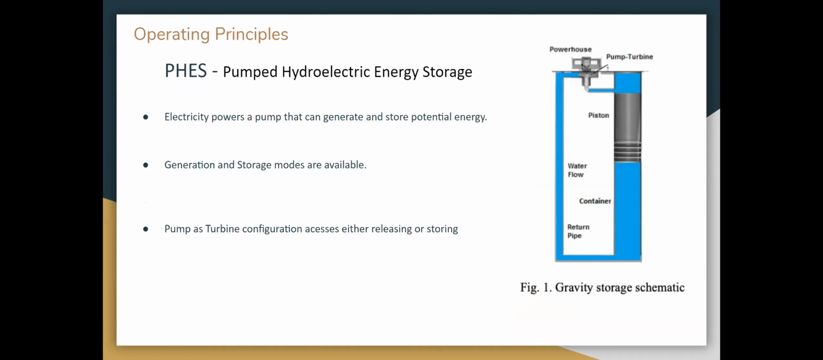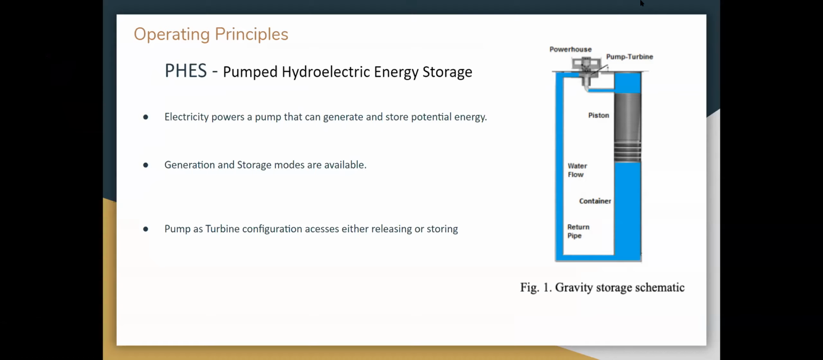Sweet. Now we're on to the operating principles. The operating principles depend on the method being used for each gravitational energy storage unit. Our first one up is PHES, or pumped hydroelectric energy storage. For pumped hydroelectric energy storage, electricity is used to power a pump that generates and stores potential energy. This system allows for both generation and storage modes to be accessed. In the storage mode, whenever the piston is being lifted, the energy is being stored in the potential energy created by the raising of the heavy piston. On the flip side, whenever we want the power output, the piston will begin to drop as water begins to flow up the return line and flow into the PAT.